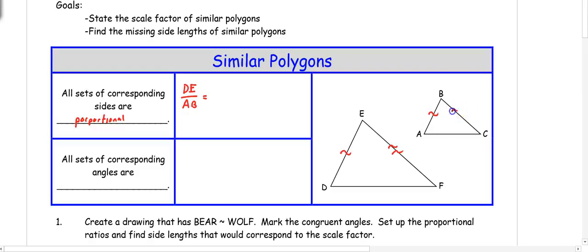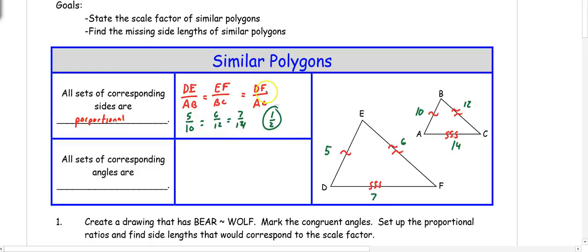equal EF over BC, which has to equal DF over AC. So for example, if we gave side lengths to these and we said this is 5, 6, 7, 10, 12, 14, when I said all of those ratios, they would be equal to each other when they reduce, because all of these ratios reduce to 1/2.